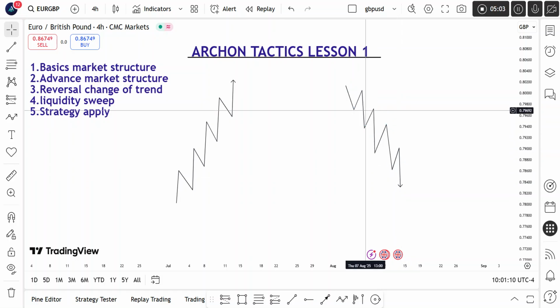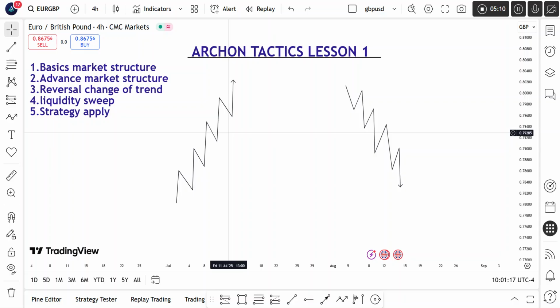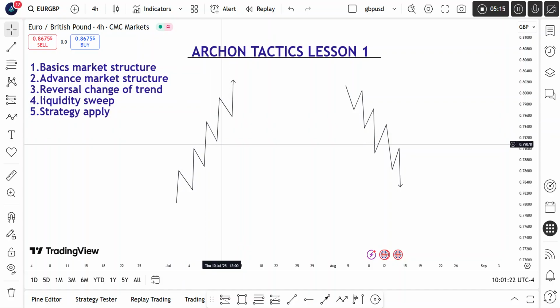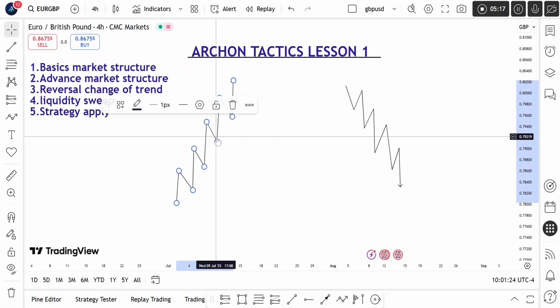We are going to come now to see inside the structure what is really happening, because the market is not really moving like this. The market is moving in waves. You understand that? This is like the big trend that we are seeing, but the market is moving in a wave.